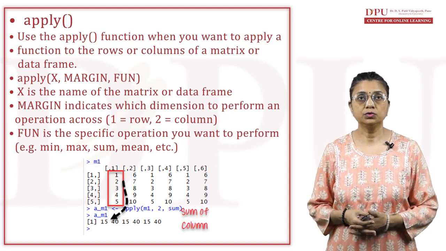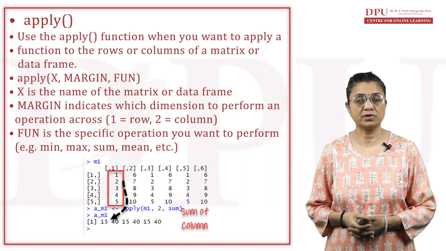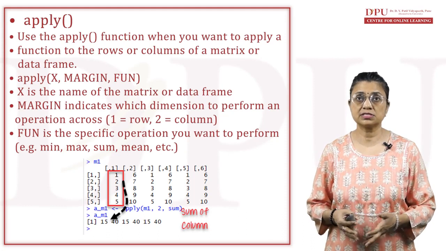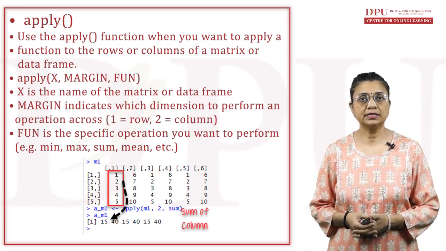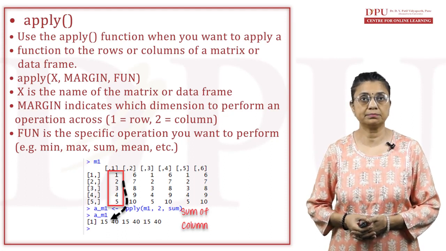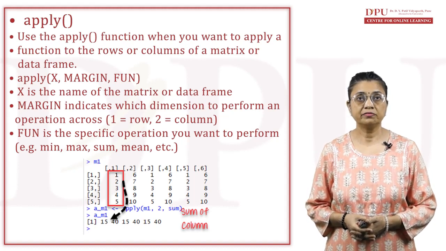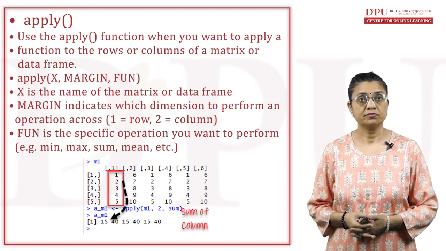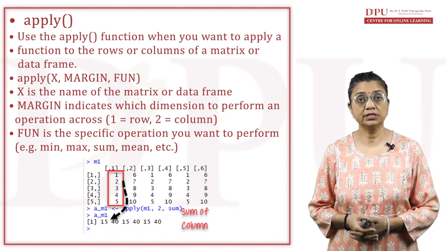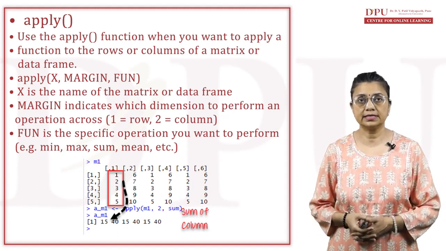So we can use the apply function when we want to apply a function to the rows or columns of a matrix or a data frame. The first function, apply, deals with the sum and total of rows and columns of a data frame. The syntax of apply is quite simple. Here we have to pass three arguments, where the first one is x. X is the name of the matrix or the data frame. So basically in the apply function, x is the data.